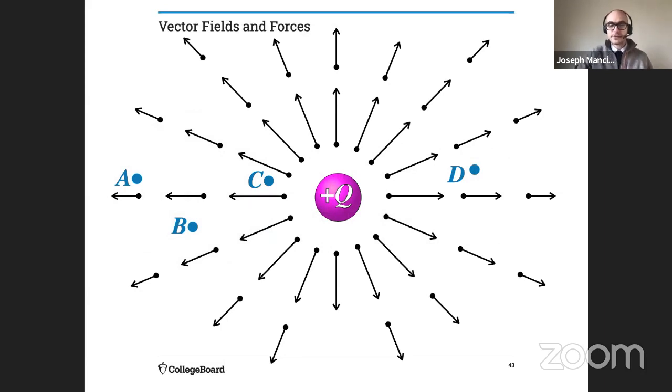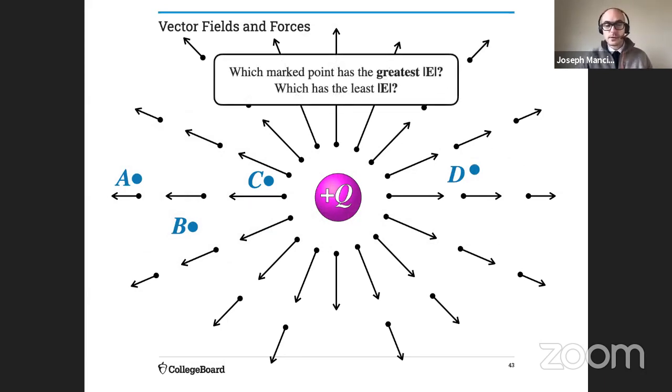Where in this charge distribution, which of these marked points has the greatest field magnitude and which one has the least field magnitude? Now, before we even go to answer, what you're looking at is called a vector field. You're looking at a charge, that's that plus Q charge, and around that charge are all of those marked points delineated by black dots. And at every black dot, there is a black arrow pointing in the direction of the electric field. And the magnitude of the arrow tells us the magnitude of that electric field.